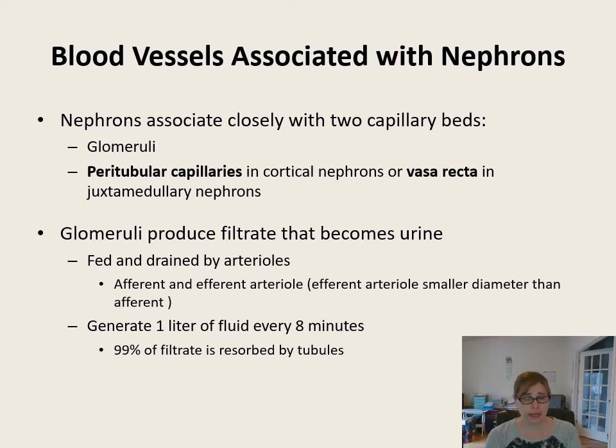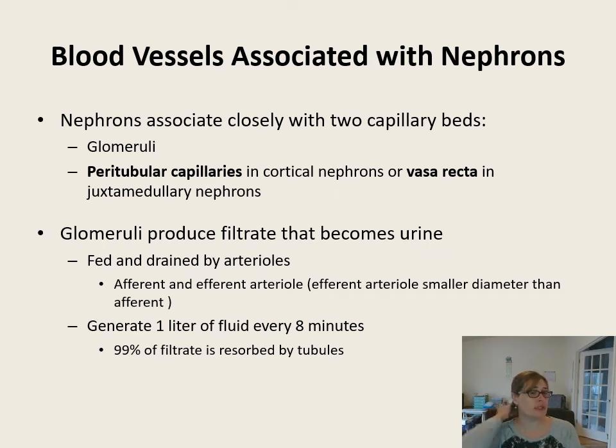So the glomeruli are going to produce that filtrate that becomes urine, and they are fed by the afferent arteriole, and they are drained by the efferent arteriole. And we already talked about how, I mean, it's insane how much can be filtered. 1 liter of fluid every 8 minutes is craziness, and most of it is reabsorbed.